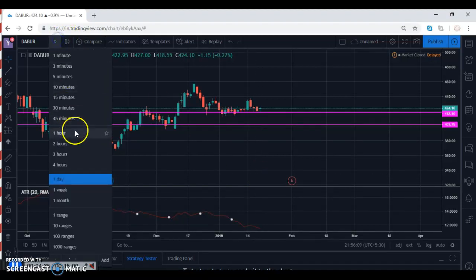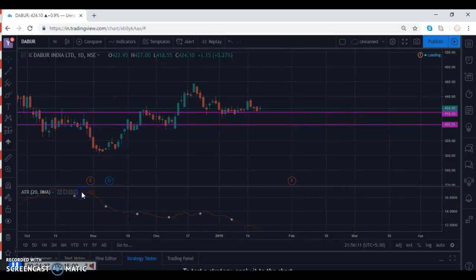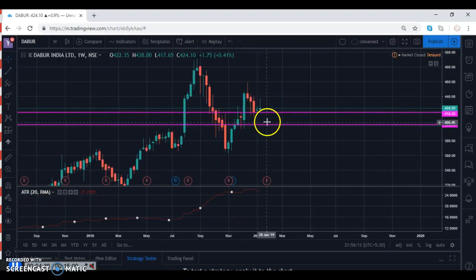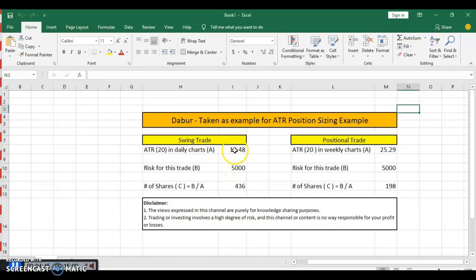And similarly, if you go to the weekly time frame, the ATR value for Dabur is around 25 point something. Okay, so I've already taken these values, and hence I'll be directly showing you this position sizing example. So my ATR 20 in daily charts is 11.48 and ATR 20 in weekly charts is 25.29.